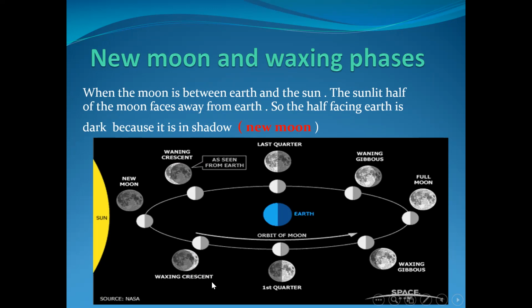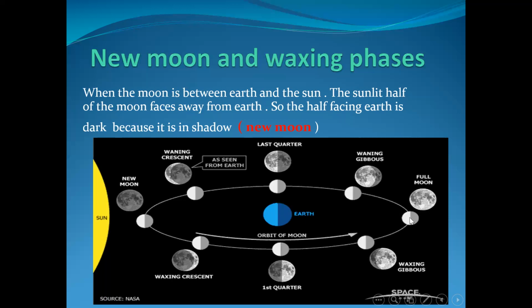After 1 week, you will get the first quarter and you will see the moon like this half circle. As more days pass, you will see the moon from your place. You didn't change your place on earth. You will see the moon like that, which is called waxing gibbous, with a more brightened area of the moon.